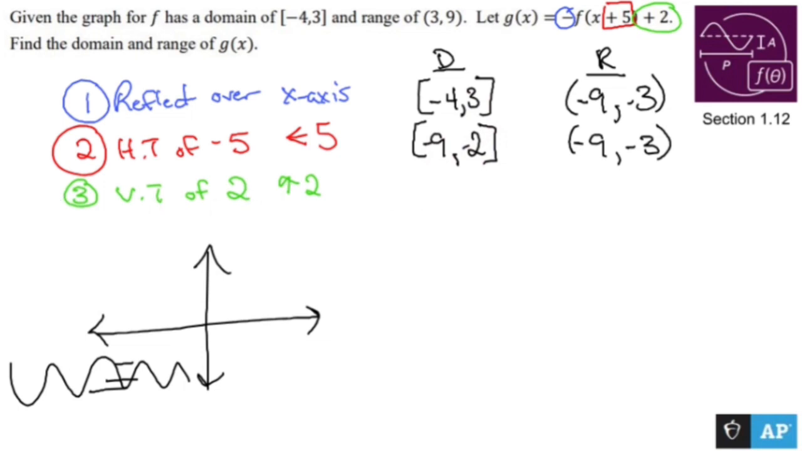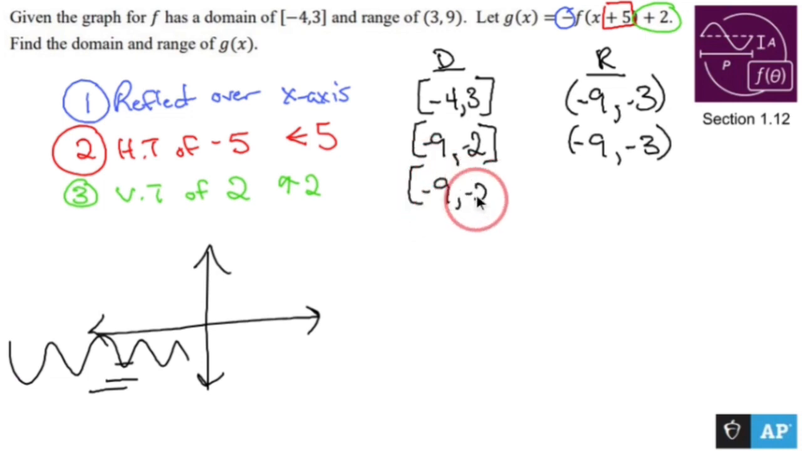Now I'm going to move up 2. Again, the picture is probably not accurate, so if I put it there, it'll be a little bit more accurate. What does that look like for my domain? Nothing changes for my domain. But my range goes up 2, which means I add 2 to each value in my range. So that becomes -7, and that becomes -1.